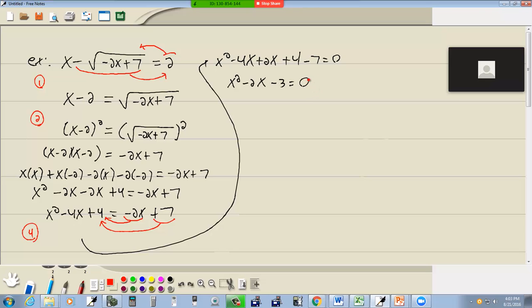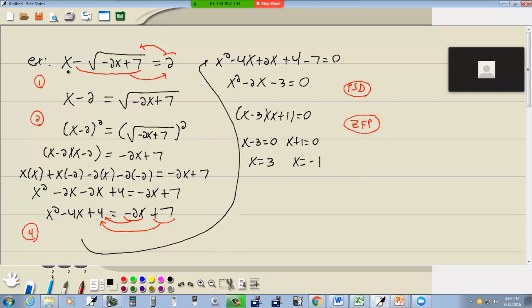Now the zero factor property says you get 0 on one side and then you factor the other side. That factoring is using the PSD method. And this factors as x minus 3 times x plus 1 equal to 0. Now zero factor property: you get 0 on one side, you factor the other side, you set each factor equal to 0. So x minus 3 equal to 0, and x plus 1 equal to 0. And we get x equals 3, and x equals negative 1, maybe. Because remember, we have to check our answers.